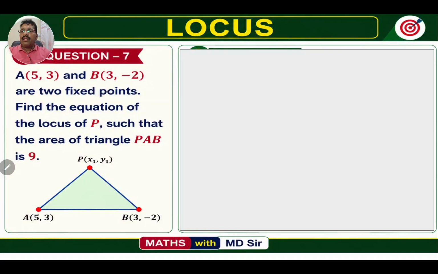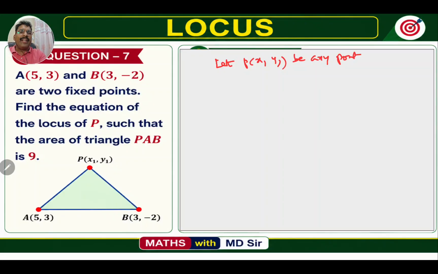One more question: A(5, 3) and B(3, -2) are two fixed points. Find the equation of the locus of P such that the area of the triangle PAB is 9 square units. Here the area of the triangle is given. So, our first point again is: let P(x1, y1) be any point on the locus. In any locus question, first remember that P(x1, y1) is any point on the locus. That thing you should write.